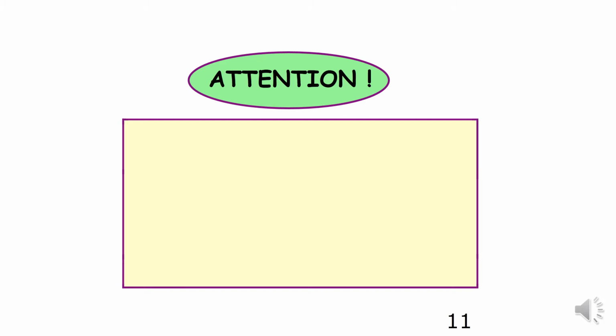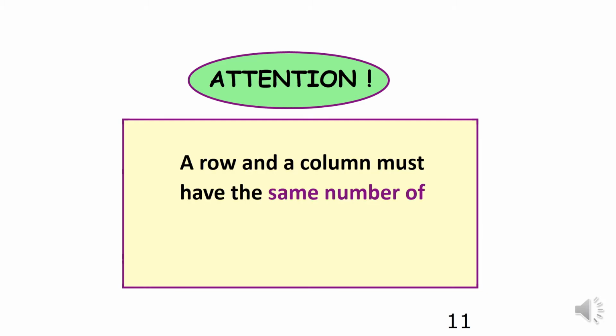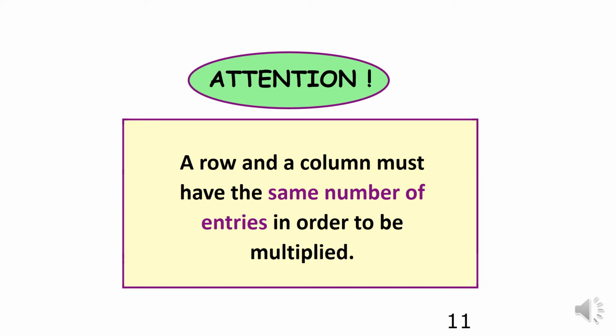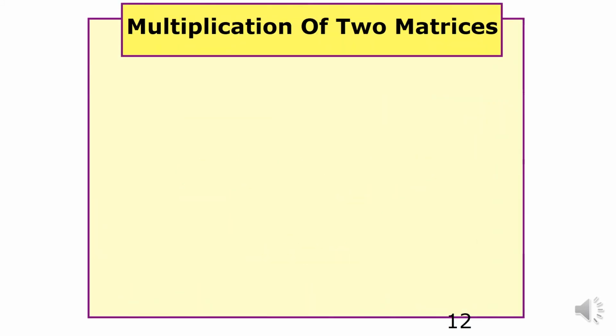Attention, please note this one. A row and a column must have the same number of entries in order to be multiplied. So remember this. Multiplication of two matrices.